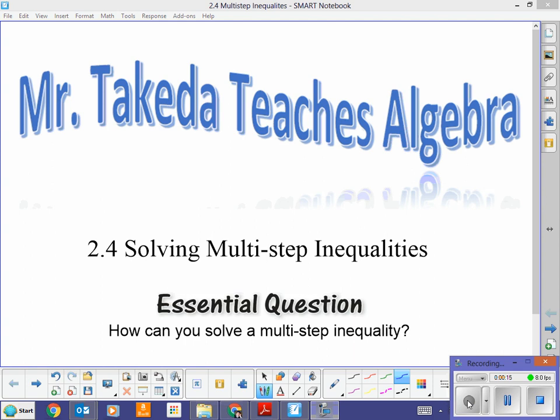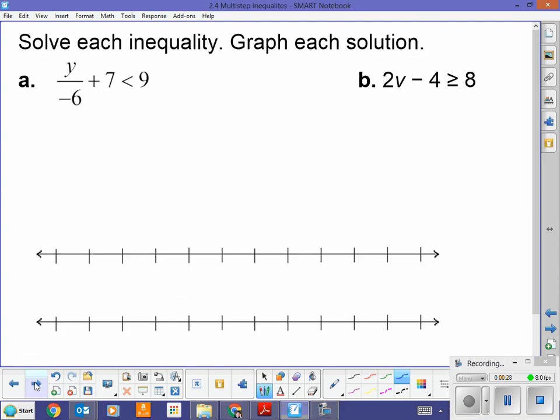This is lesson 2.4, Solving Multi-Step Inequalities, wherein we ask the essential question, how can you solve a multi-step inequality? And I will answer that quite simply, the same way you solve equations. We're going to simplify things first if we need to. We're going to use, in this case, properties of inequalities, not equalities. Those properties where you do one thing to one side, you do to the other, and we've already seen those in the single steps. So let's go ahead.